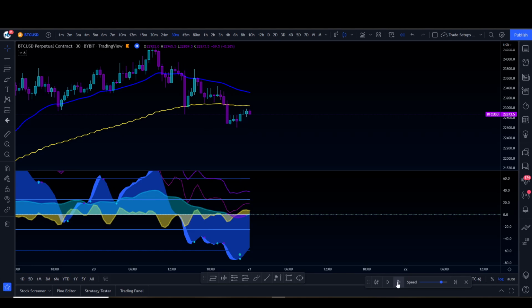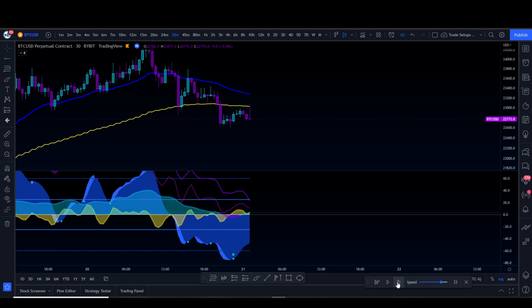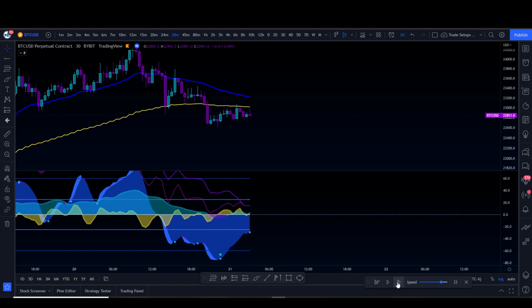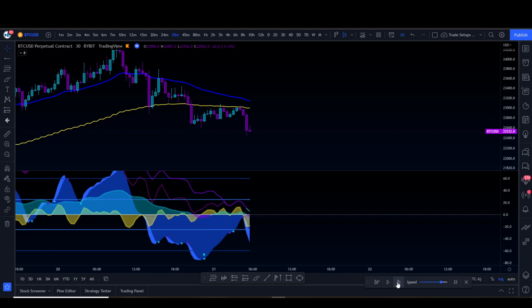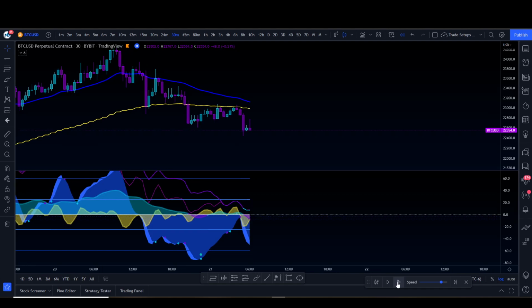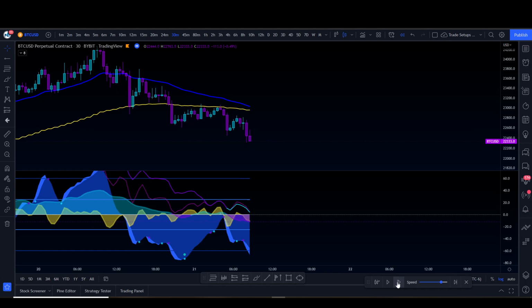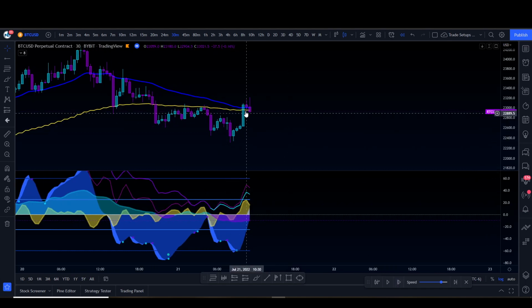See if we can get it close above. Nope. Nope. Nope. Looks like we're getting ready to start a bear trend here. Once again, we're not in any of this. Okay. Now we get it close above.